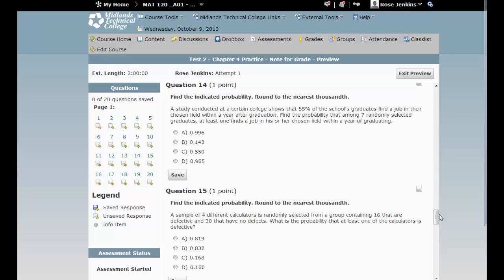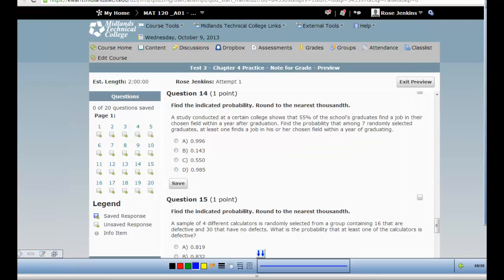A study conducted at a certain college shows that 55% of the school's graduates find a job in their chosen field within a year after graduation. Find the probability that among 7 randomly selected graduates, at least one finds a job in his or her field within a year after graduating. So we're talking about the probability of at least one. So yes, that is one of my keywords.